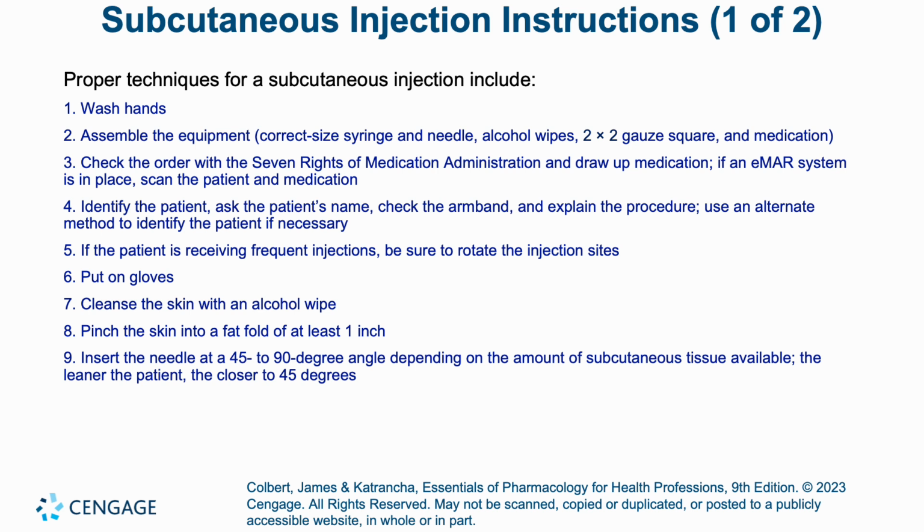It can be tricky if you have a very tiny patient who doesn't have a lot of body fat, but you do want to pinch and get that little bit of fat there ready to inject. For this one, you will insert the needle at a 45 to 90 degree angle, and that depends on the amount of subcutaneous tissue available. So if a patient, again, is very thin, you'll need to go closer to 45 degrees. If they have more body fat, you can go at a 90 degree angle.